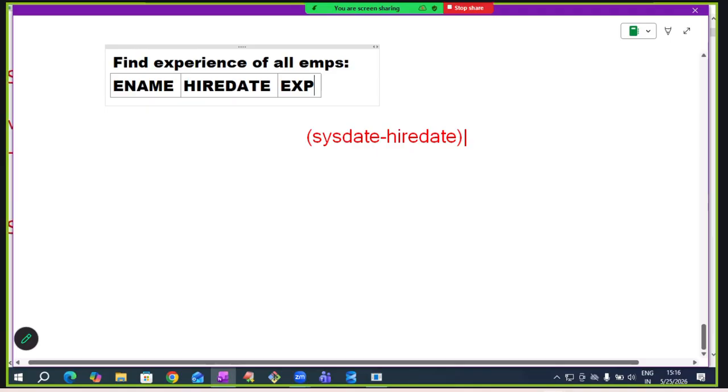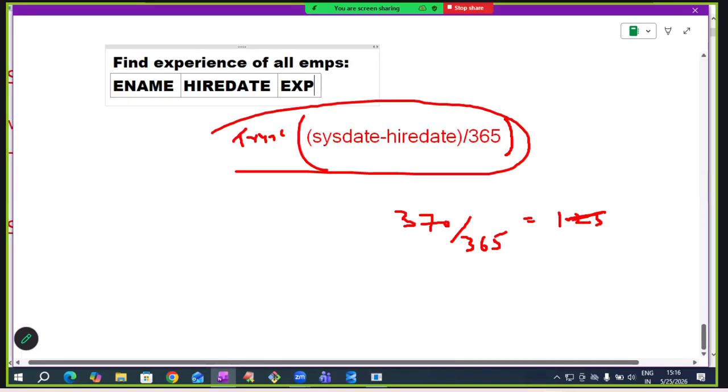To get experience in the form of years, what we have to do? Divide by 365. It gives experience in the form of years with decimal places. Suppose an employee has 370 days experience, we get 1 point something. To remove these decimal places, I'm calling the function trunc of sys date minus hire date by 365. Like this, you can find experience.